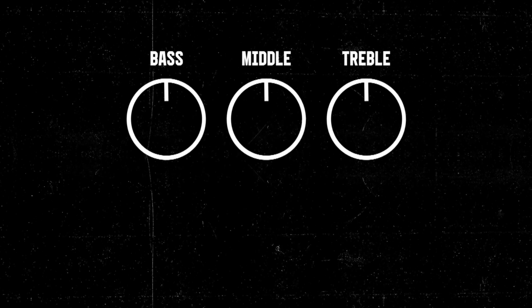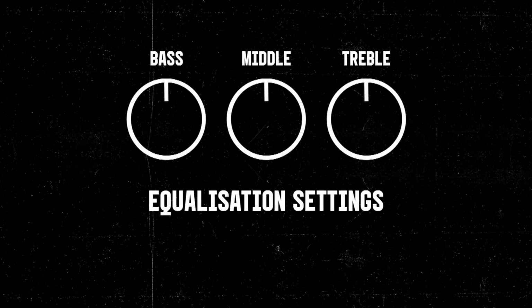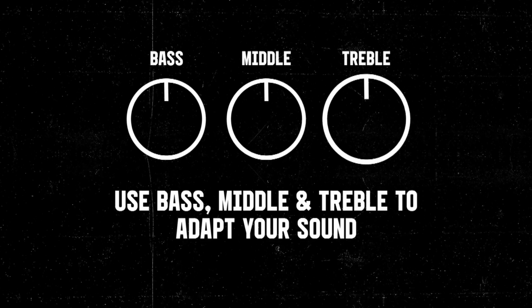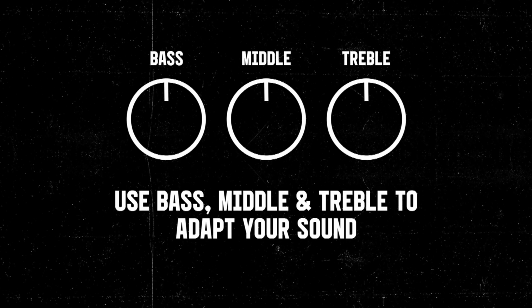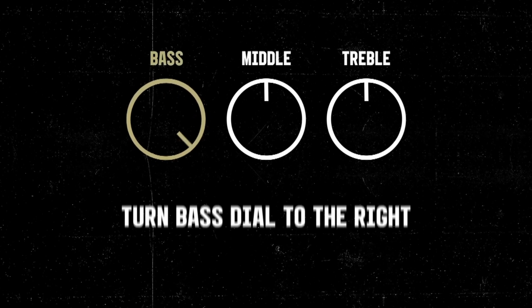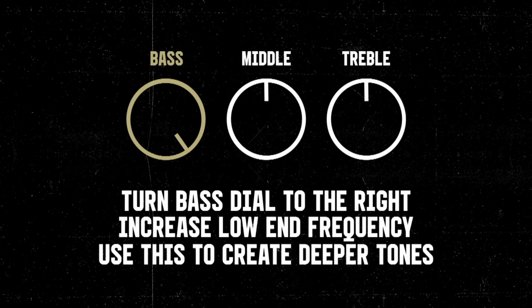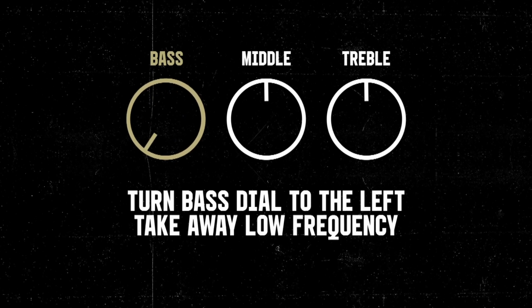In this video, we'll be looking at equalization settings, also known as EQ. We'll explore how you can use bass, middle, or treble to adapt your sound. All the settings will be set to 12 o'clock except the one we're using. We're going to start with the bass setting. As we turn the dial to the right, we increase the low end frequency of the sound. You can use this setting to create deeper tones. Turning the bass to the left takes away the low frequency.